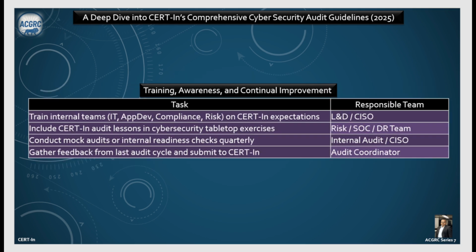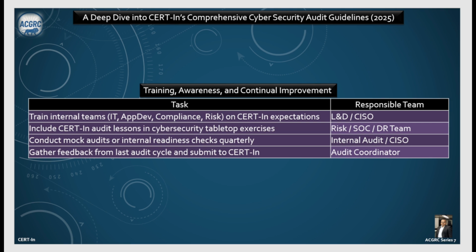The last aspect in this case would be training, awareness, and continual improvement. The first is to train your internal teams on the CERT-In expectations. This is your learning and development and the CISO team, which need to come in and play. Once done, then you need to include the CERT-In audit lessons in the cybersecurity tabletop exercise. Here, the risk team, your SOC team, and your DR team would play the critical role.